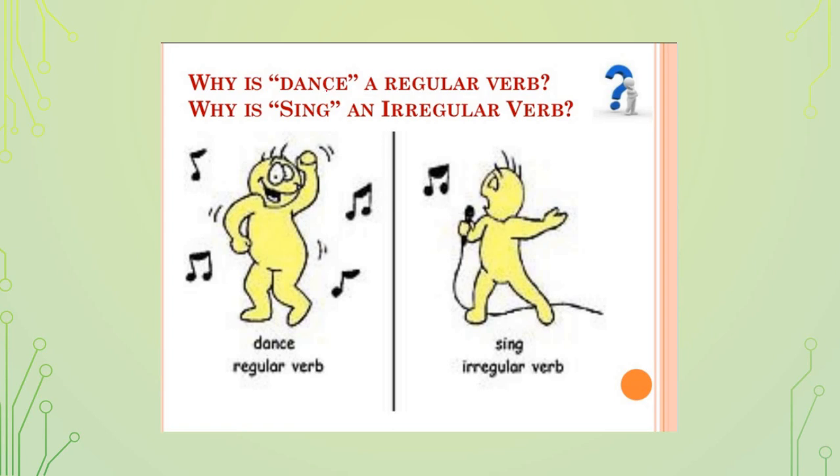Why is dance a regular verb? Why is sing an irregular verb? Why, students? Because dance can be converted into past tense by adding ed, danced. But sing cannot be converted into the past tense by adding ed. We'll have to write sang. Sing, sang. Then only it will become past tense.